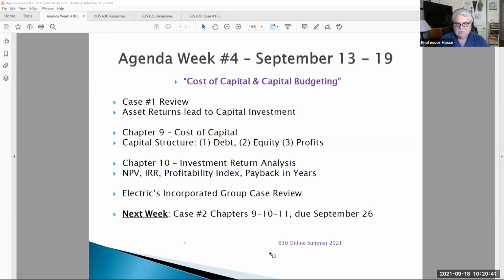So a couple of things. There's been some confusion by some students about due dates and when things are going to be done. So right now you have the electrics case. The electrics case is a group case which you've been put into groups, and we'll be posting that over the next few weeks. Each one of the team members will have some particular duties with that. We'll talk more about that later.